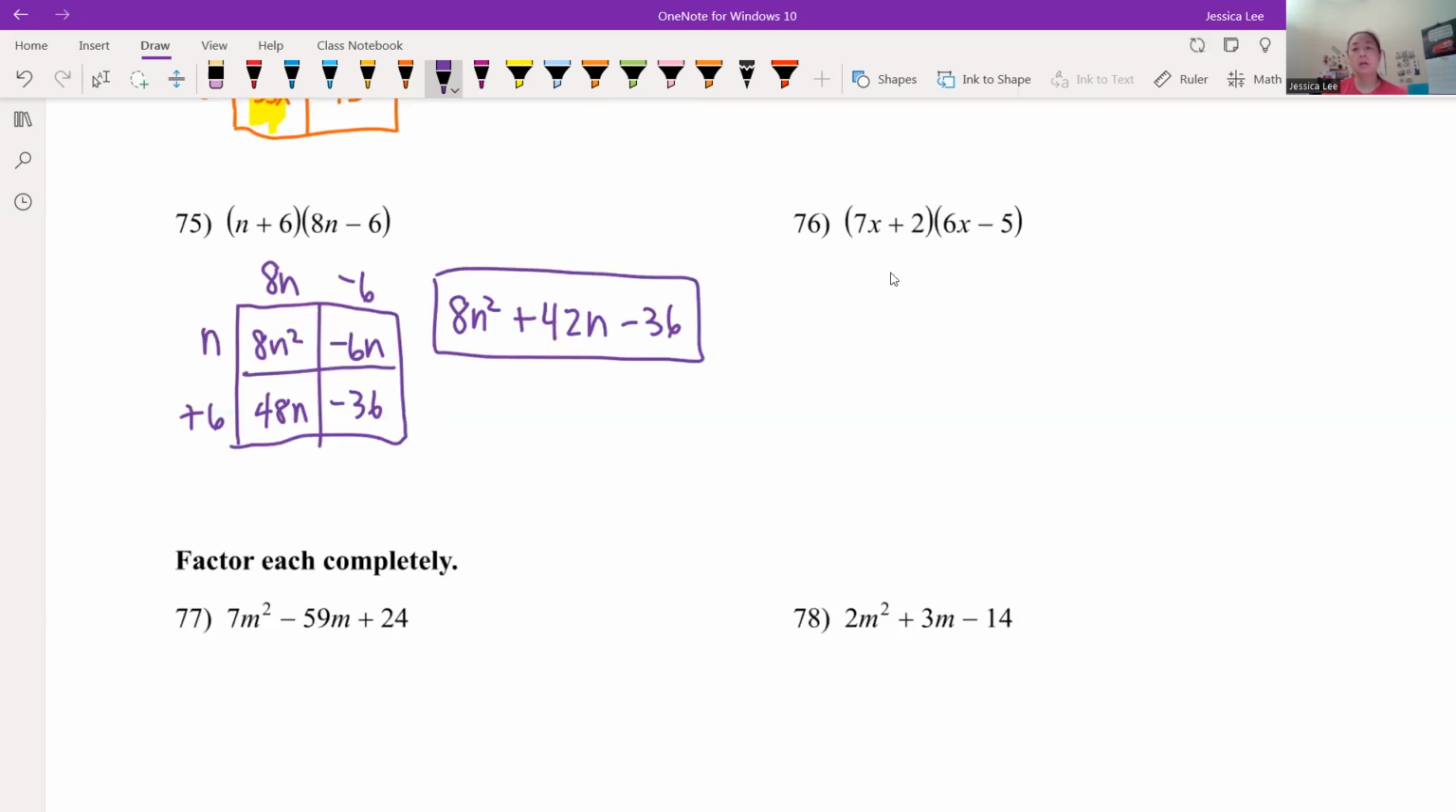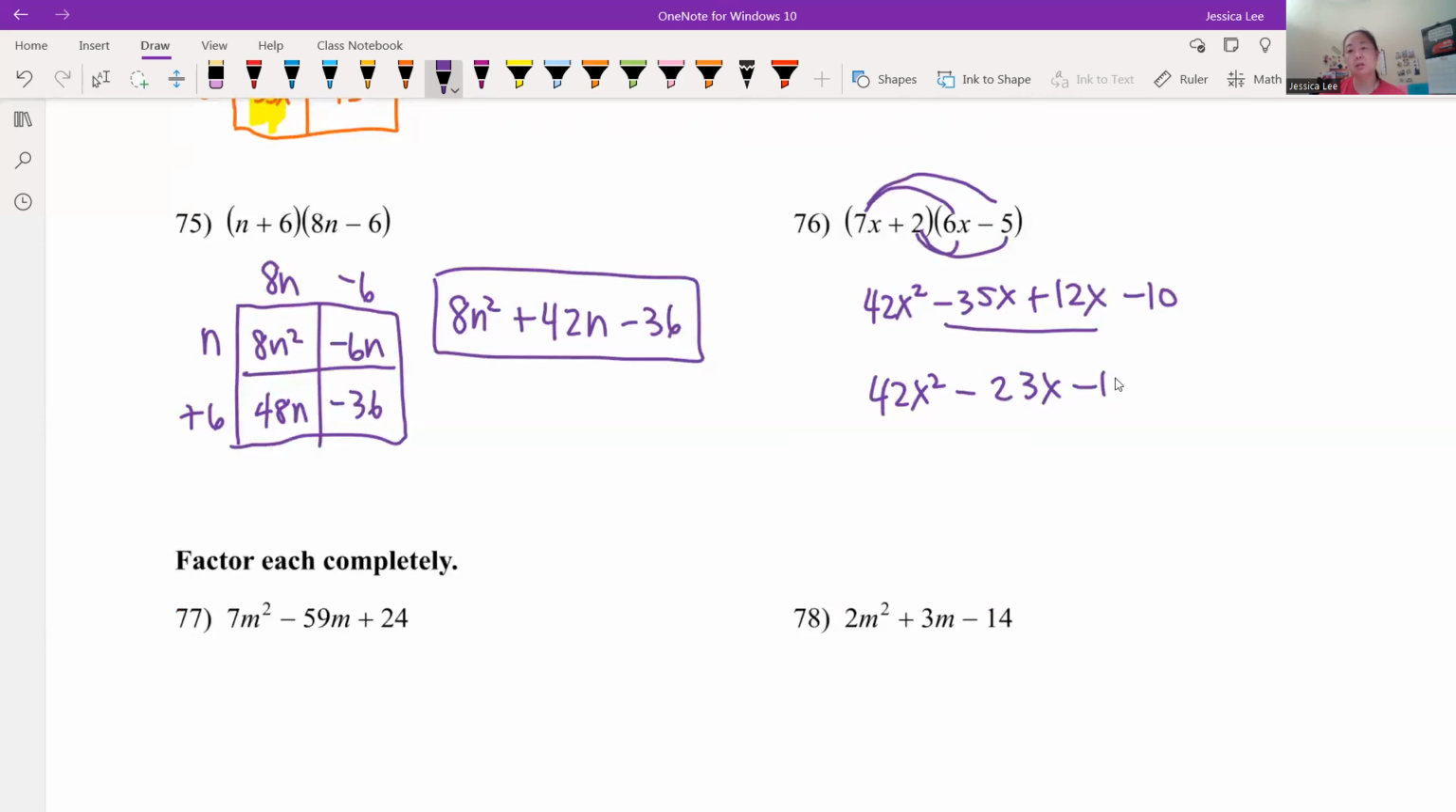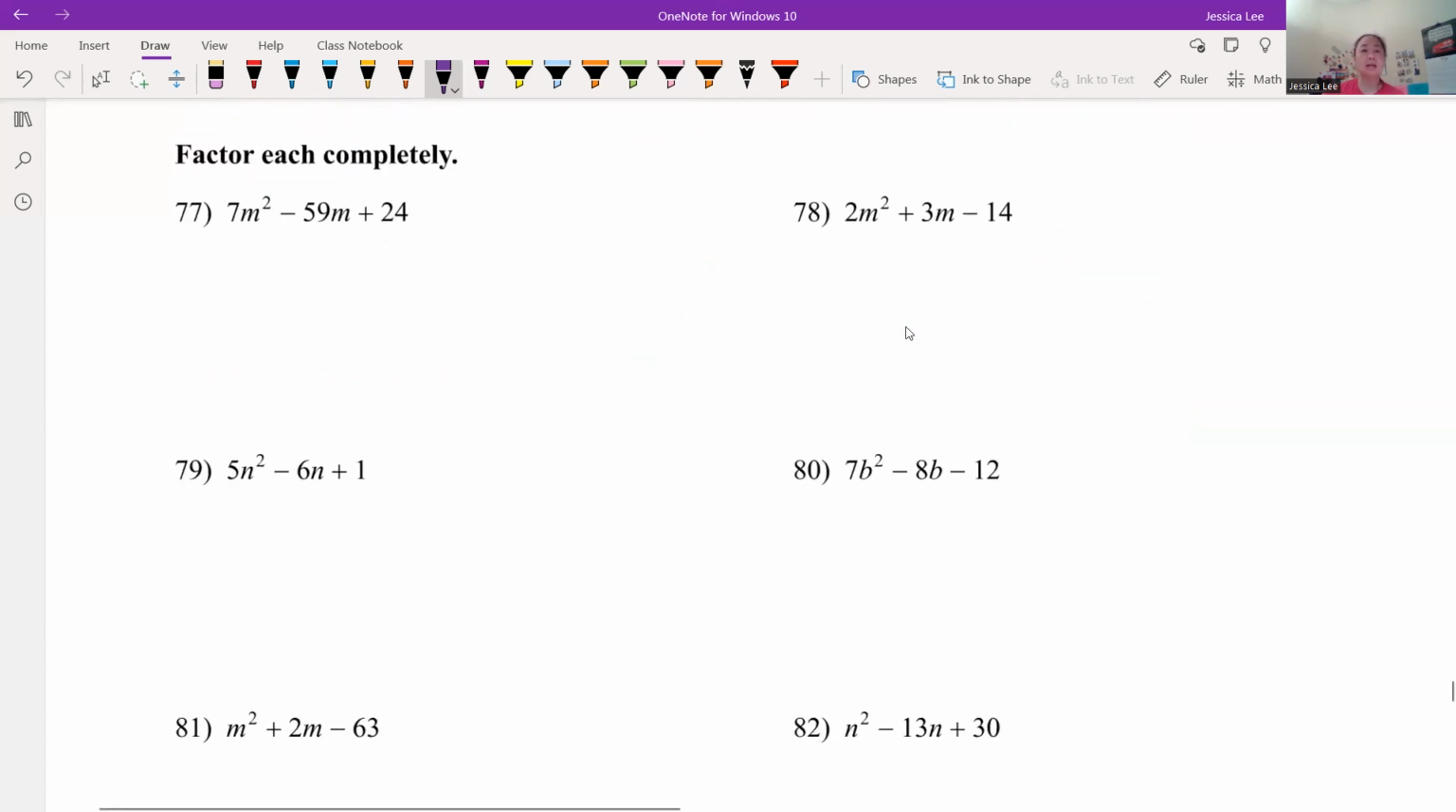Done. All right, here we're going to just use distribution. 7x times 6x is 42x squared. 7 times negative 5 is negative 35x. 2 times 6x is going to be plus 12x. 2 times negative 5 is negative 10. So we're going to have 42x squared. These two we're going to add up. So negative 35x plus 12x is going to be negative 23x minus 10. Okay, there we go. And then we're on to the last bit.